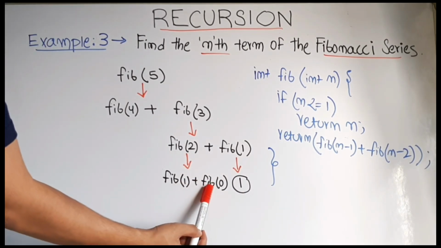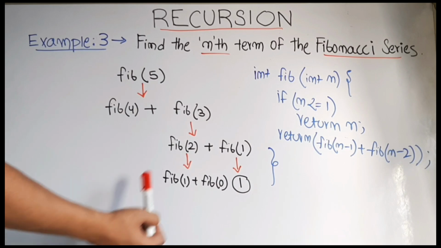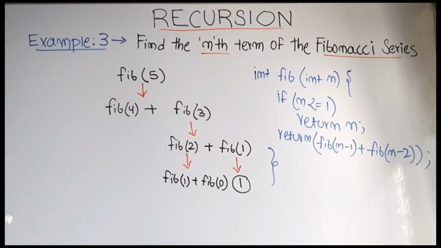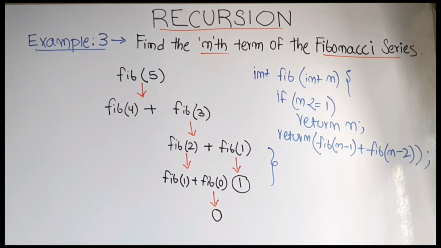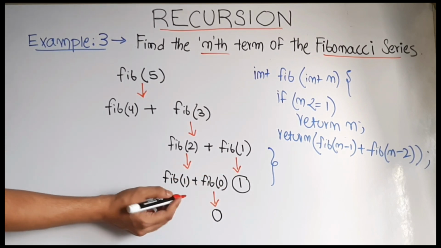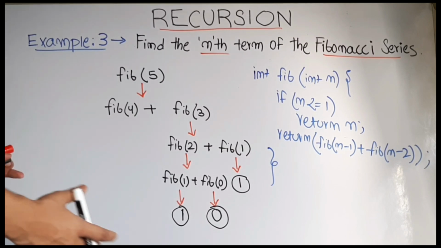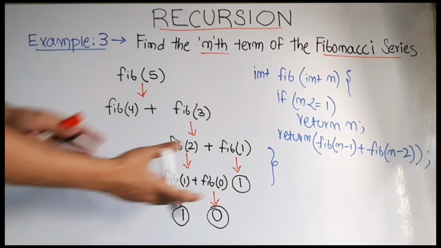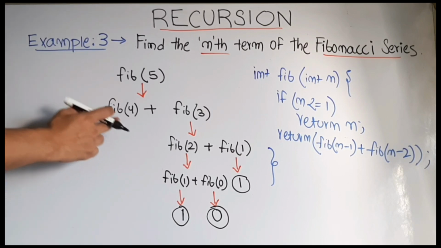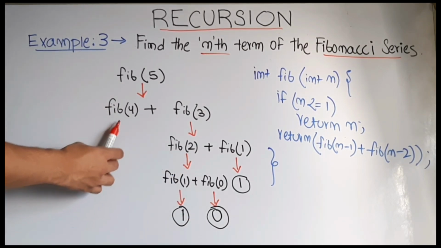Focusing on this function, fib of 0, we see that 0 is less than or equal to 1. So we will return 0 here. In the same way, fib of 1 would return 1. So finally we can see that all the function calls on the right side return constants. Now let's move to the left side, fib of 4. I hope now it would be easy for you to guess what this function would return.